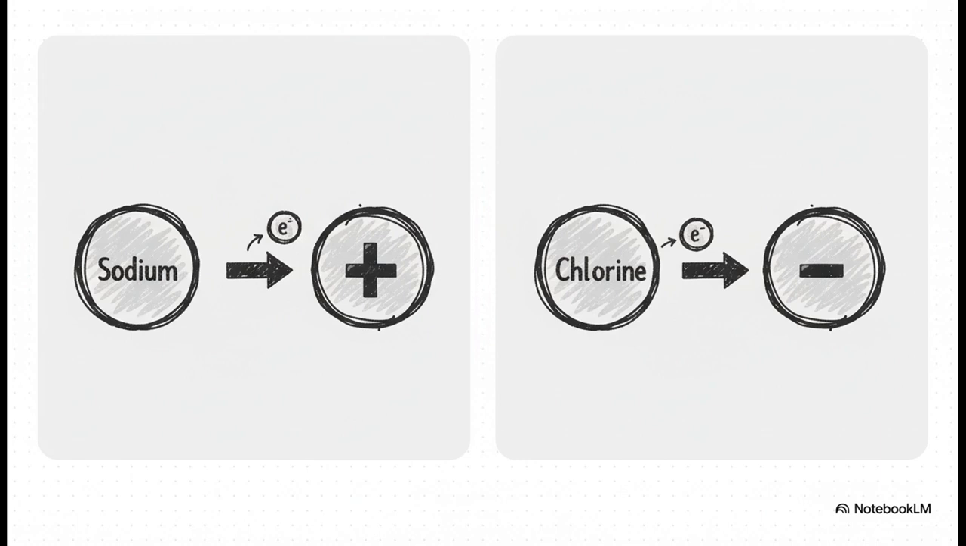Then, on the right, we have anions, which come from nonmetals. They're already super close to having a full shell, so they gain electrons. And of course, gaining a negative electron gives them a negative charge. That's how chlorine, Cl, becomes the Cl- ion. It's just that simple. Lose a negative, you become positive. Gain a negative, you become negative.